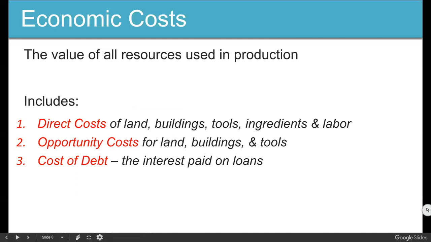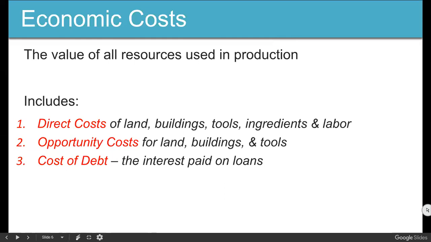Because what we saw last time, 2 weeks ago, is we were just subtracting our fixed costs and variable costs, right? But there are other costs, and that's what I have labeled here as direct costs. How much you're spending for your land, your buildings, your ingredients, chainsaws, your labor, your electricity. But an economist is going to say, we got to remember the opportunity cost. What are you giving up?